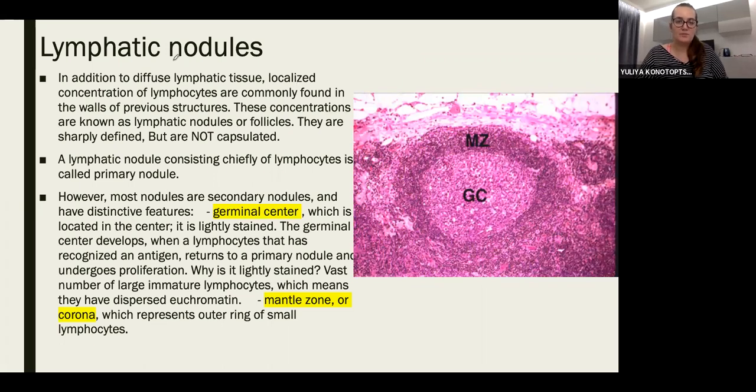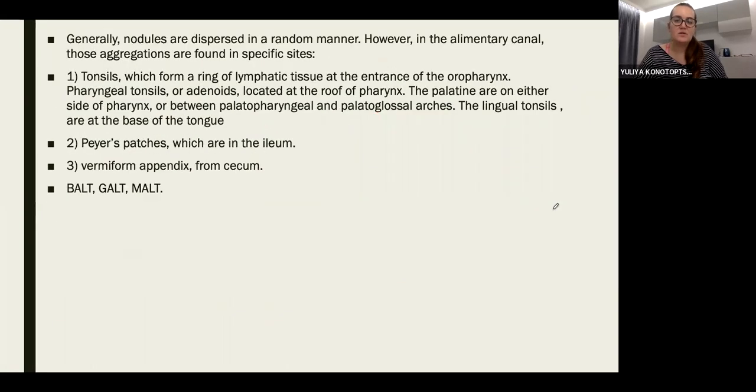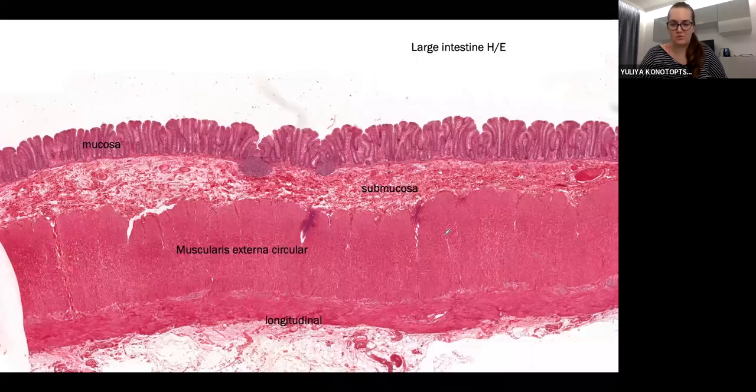Here we're talking about lymphatic nodules, okay? So the areas of concentration, right? Just an area where lymphocytes concentrate. I would rather describe them on the slide itself. Large intestine, H&E. Here we have mucosa. You have said mucosa consists of epithelium plus lamina propria. So what is another name for all of it? What is another name that can be used for all of it if we're talking about immune?